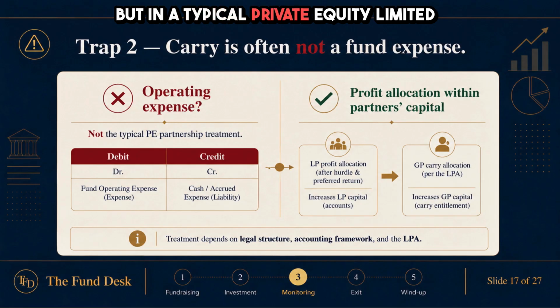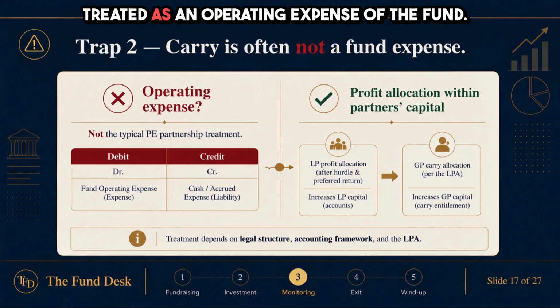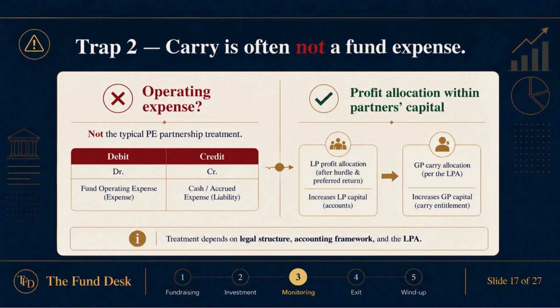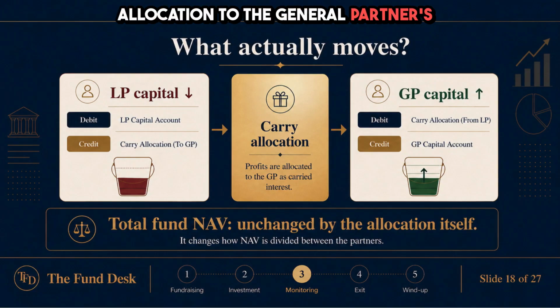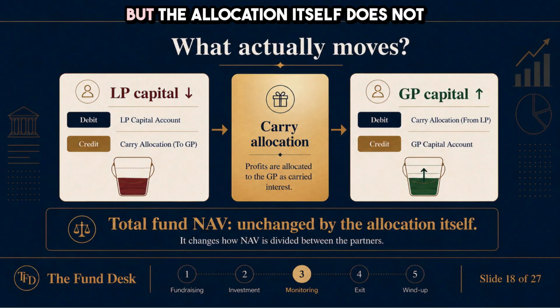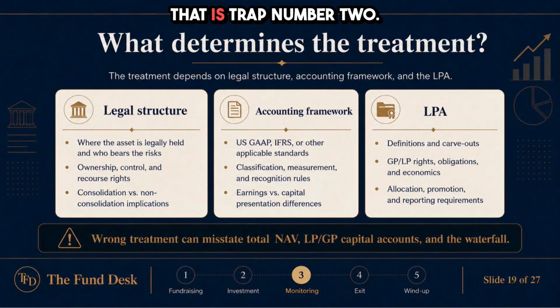But in a typical private equity limited partnership, carried interest is generally not treated as an operating expense of the fund. It is usually a reallocation of profits within the partner's capital accounts. Value moves from the limited partner's allocation to the general partner's carried interest allocation. The LP capital decreases, the GP capital increases, but the allocation itself does not reduce the total NAV of the fund. It changes how that NAV is divided between the partners. That is trap number 2.